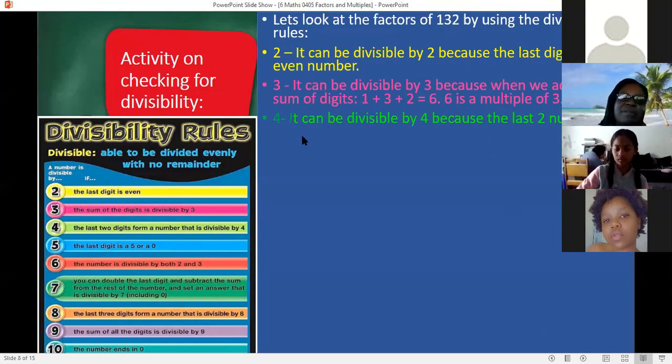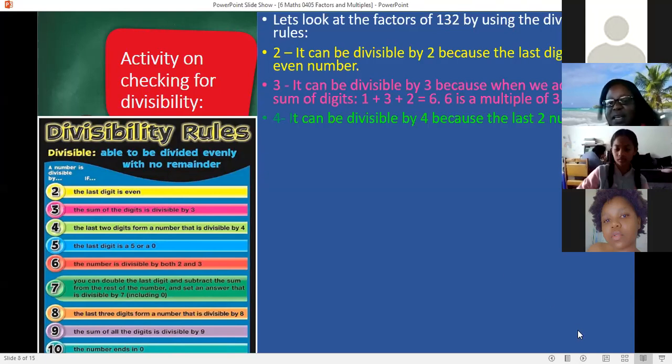And then we check, is it divisible by 4? We check the rule of divisibility by 4, and the rule says the last 2 digits should be divisible by 4. So we check 132, and the last 2 digits are 32. Can we, when we count in fours, reach 32? It's 4, 8, 12, 16, 20, 24, 28, 32. So yes, we reached 32. This means that 4 is also a factor of 132.